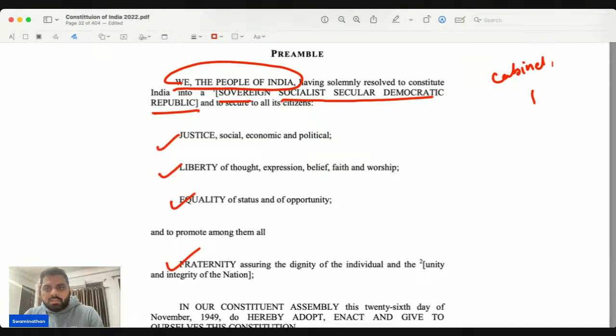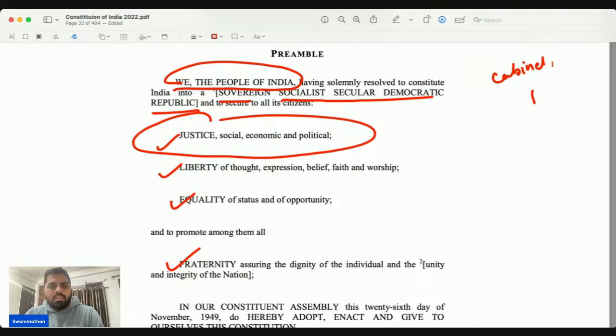Justice has various kinds. From your examination point of view, you should note that sometimes they will ask what kind of justice is being talked about. So justice is social, economical, political. They might include religious, or they might include anything else, and they can ask in the MCQ which of these kinds of justice is being talked about in the Preamble, right? So here it is talking about the three kinds of justice: economic, social, and political.